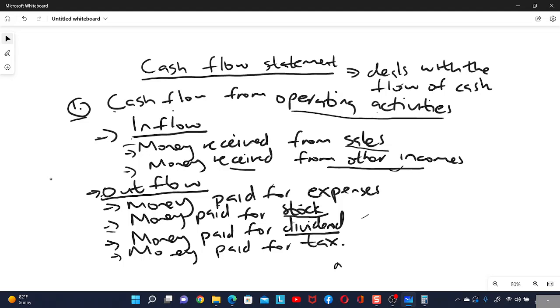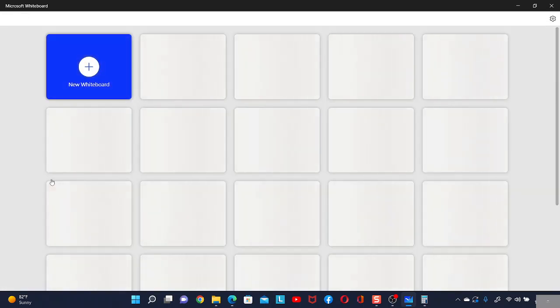For this dividend, we're talking about the interim dividend and also the final dividend of the previous year. Remember, for this one, we are talking about the final dividend of the previous year. And then money paid for tax. We're going to get to this one. Let's continue.